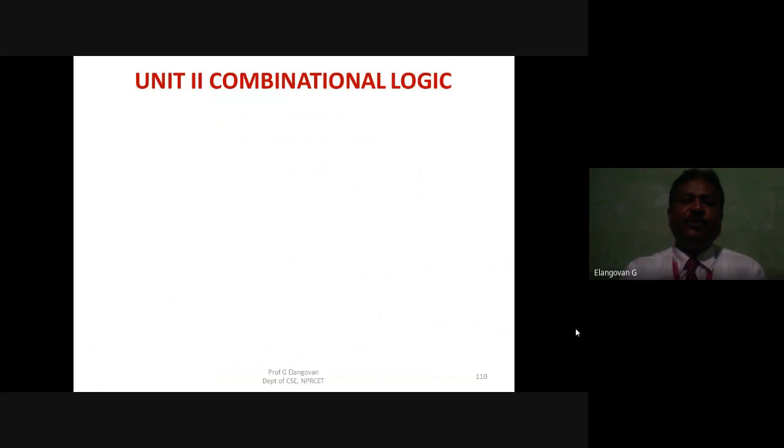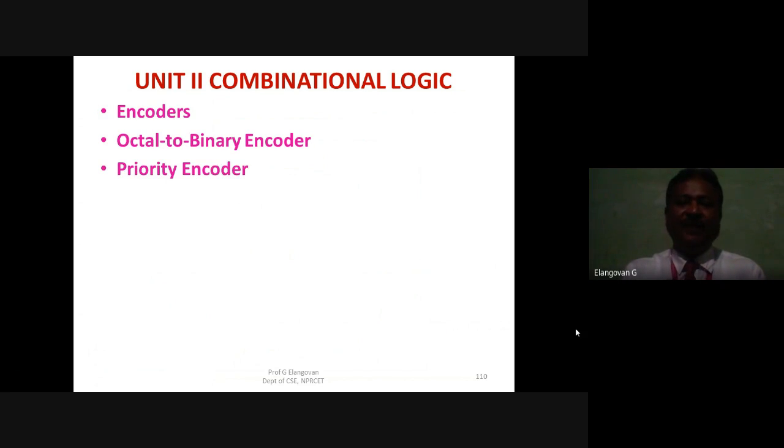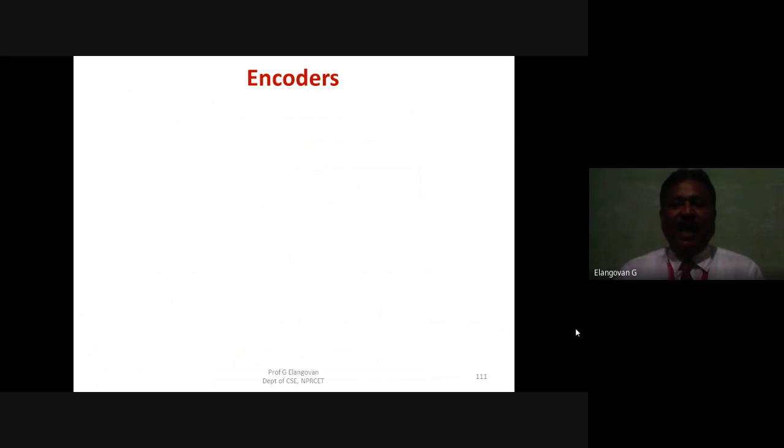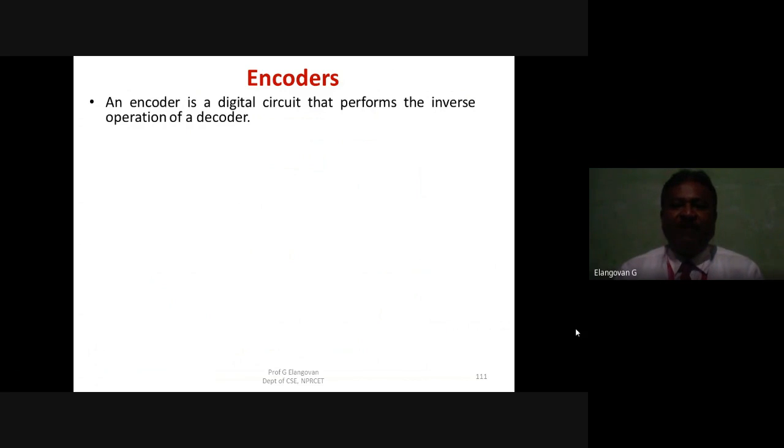In this video, you are going to understand encoders and the examples for encoders, such as the octal to binary encoder and the priority encoder. First we understood what an encoder is. An encoder converts one form of code into another form of code, which is the inverse process of a decoder. We have already seen decoders in other videos; if you have not seen them, visit those videos to understand the decoding operation.